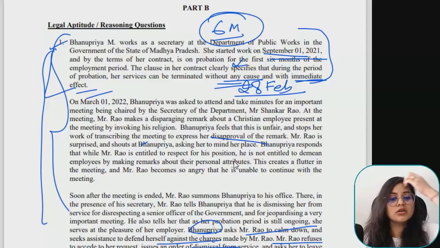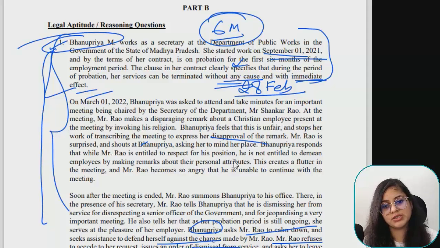Now Bhanupriya raises a complaint against the order of dismissal. What will be the answer? If you are appearing for Bhanupriya, what can be your contentions?